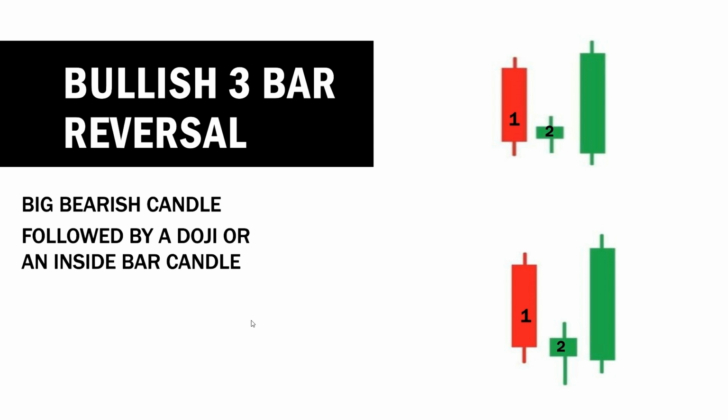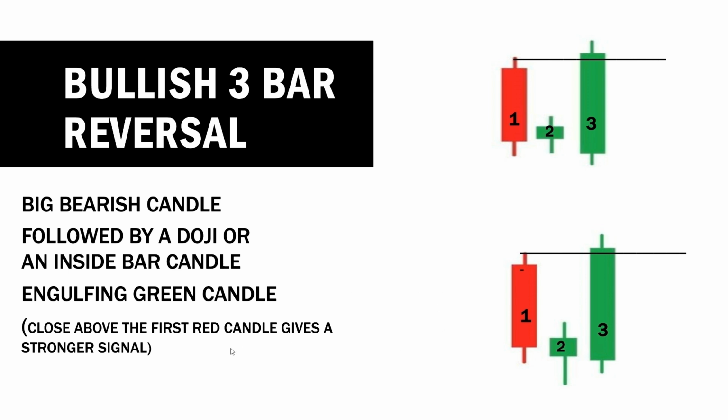And to complete the pattern, we have the number 3 candle, which is a green engulfing candle, which engulfed the first and the second candle, signifying that bulls are in play, or bulls want to push the price higher.